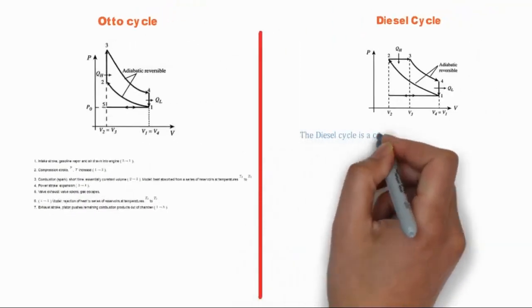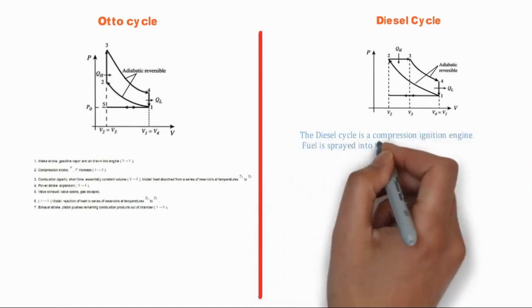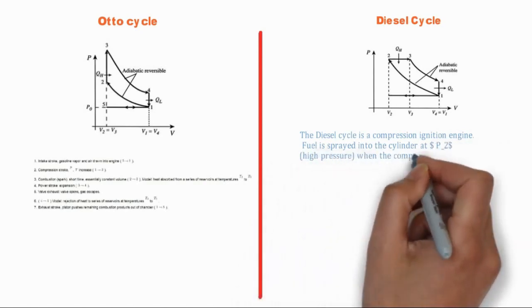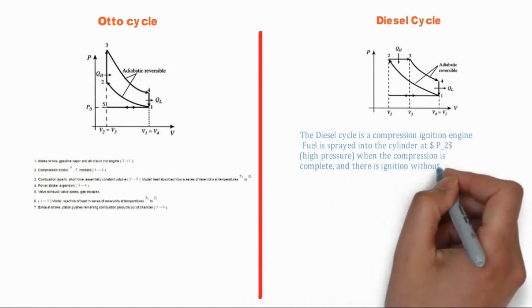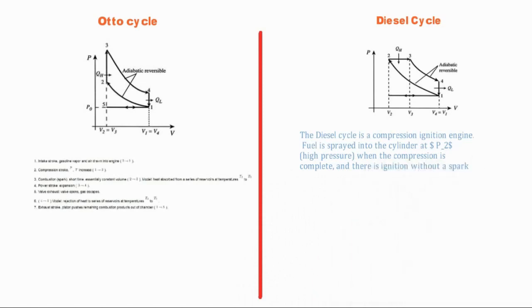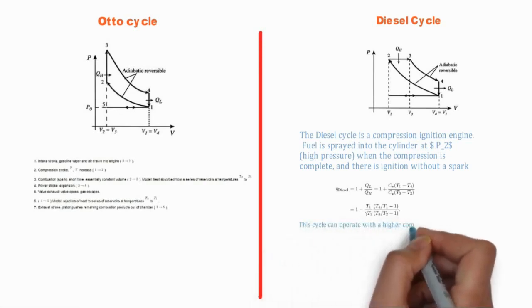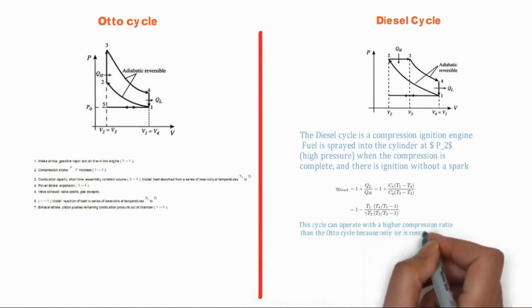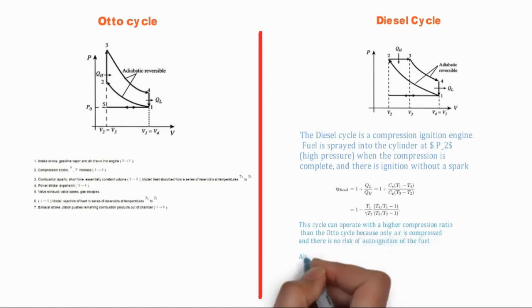The diesel cycle is a compression ignition engine. Fuel is sprayed into the cylinder at P2, high pressure. When the compression is complete, there is ignition without a spark. This cycle can operate with a higher compression ratio than the Otto cycle, because only air is compressed, and there is no risk of auto-ignition of the fuel.